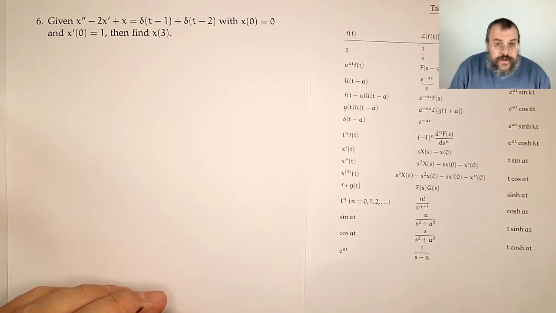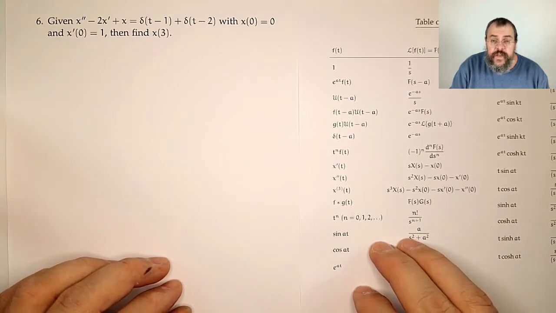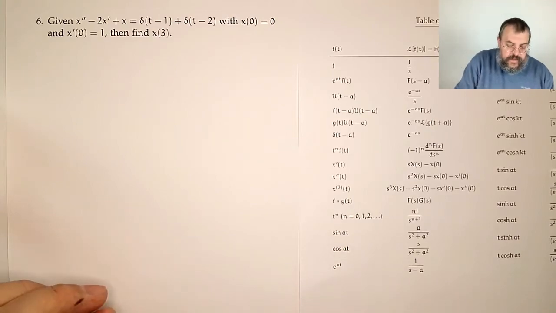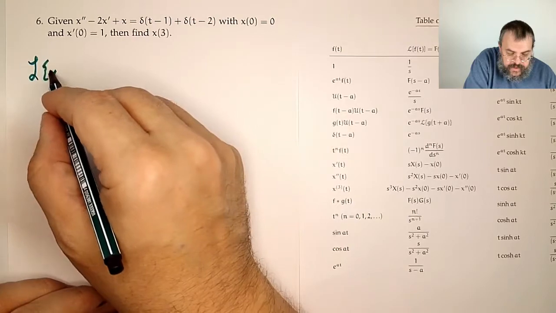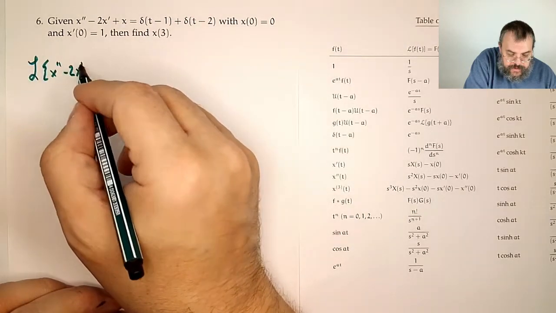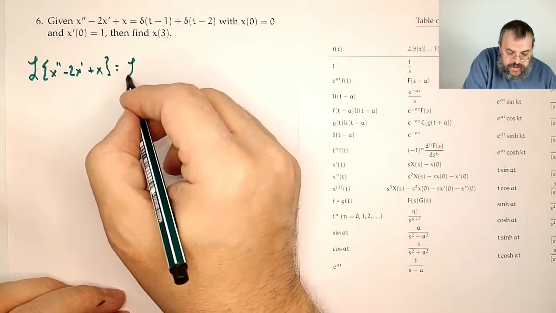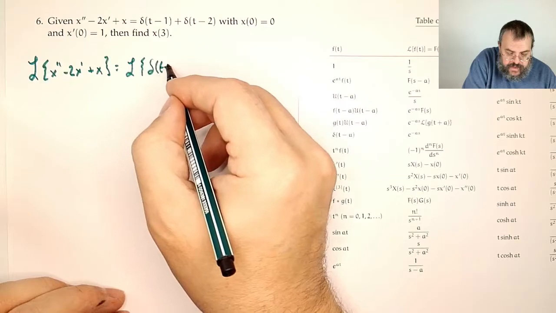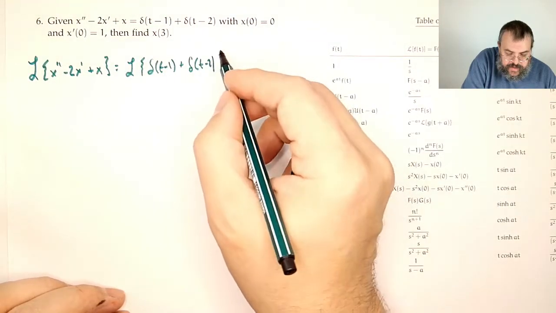So what do we do? Well, we start by going to our table here, and we're going to use our inverse Laplace and work through it. We notice we have an x double prime, so that's good. So we're going to take the Laplace transform of both sides: x double prime minus 2x prime plus x. That's going to be the Laplace transform of delta t minus 1 plus delta t minus 2.